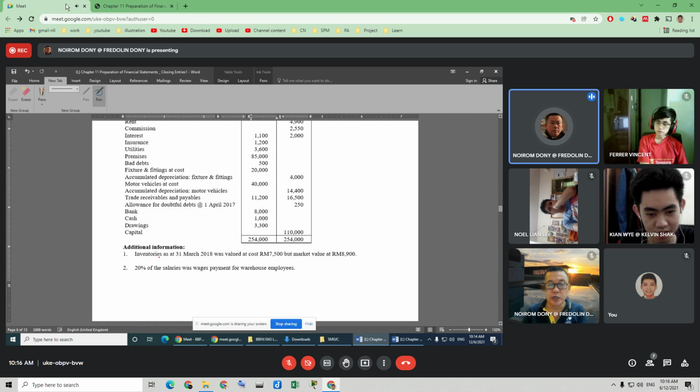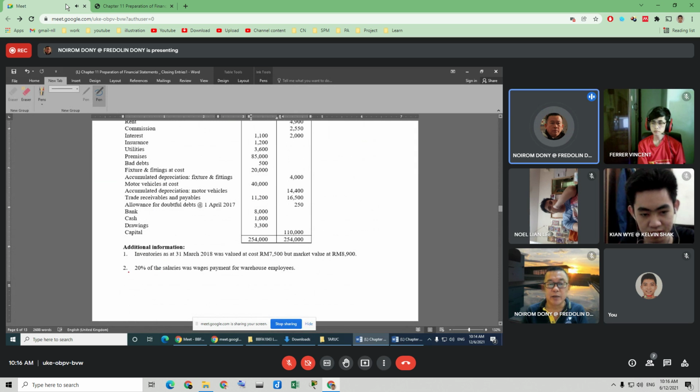Now additional information. Inventory at 31st of March was valued at cost 7,500, market value 8,009. So use the lower, which is the cost 7,500. Meaning you include it as part of the cost of sales, that is actually crediting. And then we debit it when we provide it in current assets.